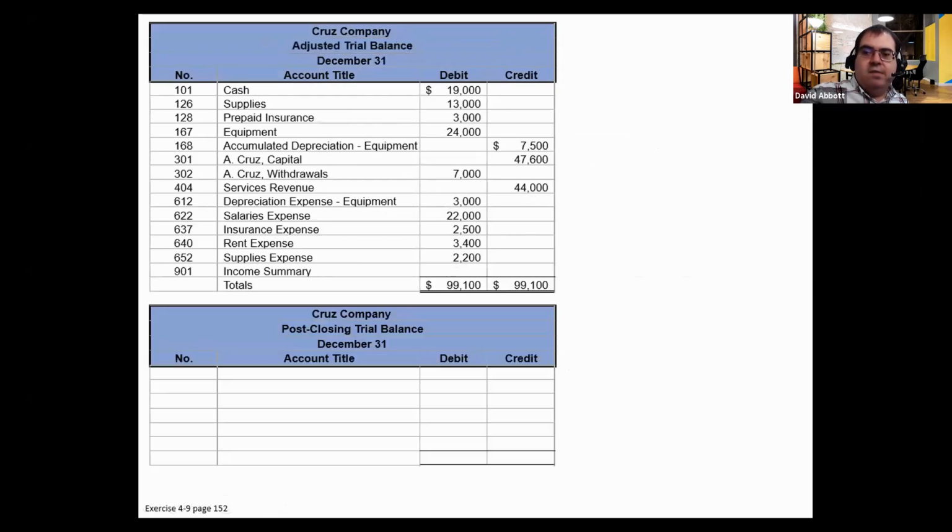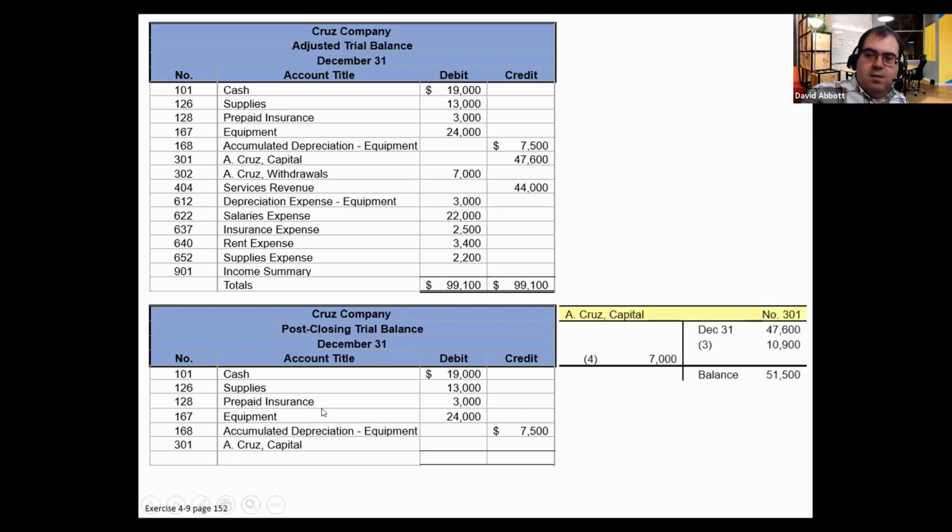And then this is the post-closing trial balance. So this up here at the top was before you closed, and then at the bottom is the post-closing. So all of your assets are going to remain the same. And then you have the accumulated depreciation of equipment, that's going to remain the same. But then A Cruise Capital, you're going to carry that over from what you did before. And so 59,000, 59,000, so they both balance.